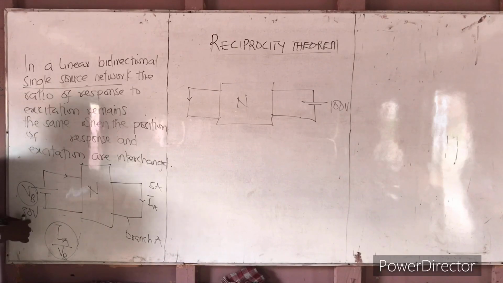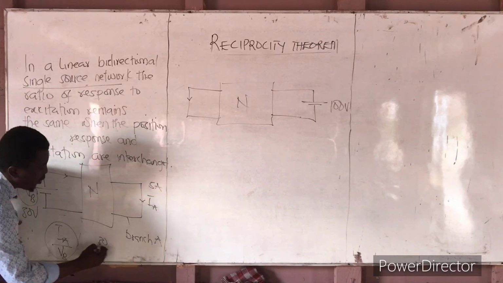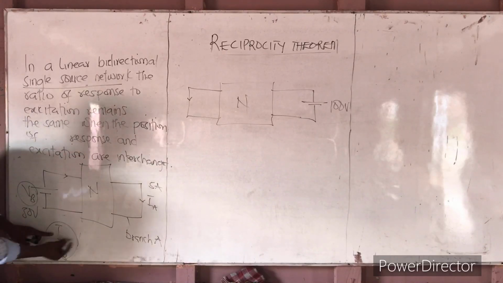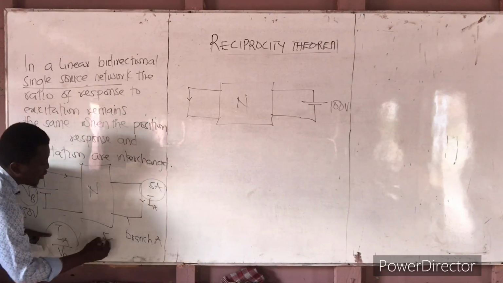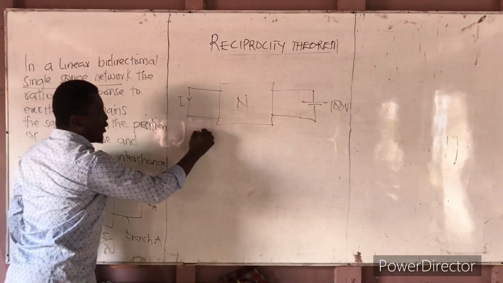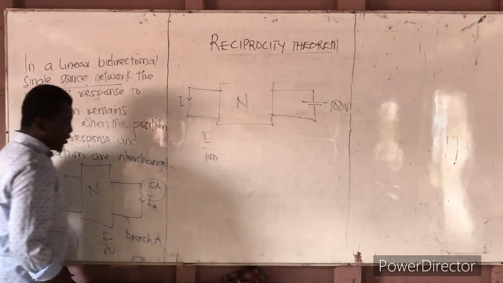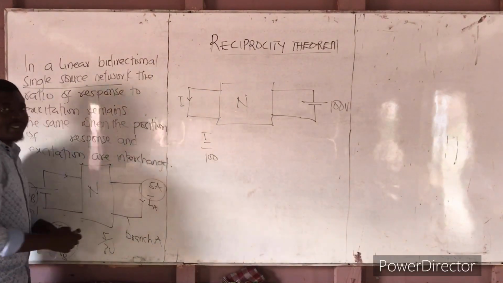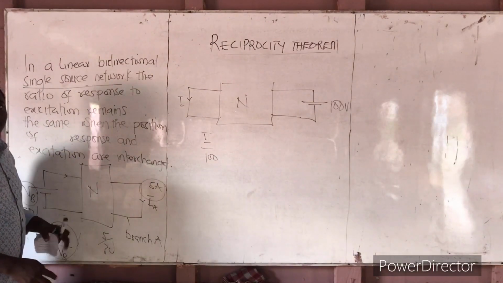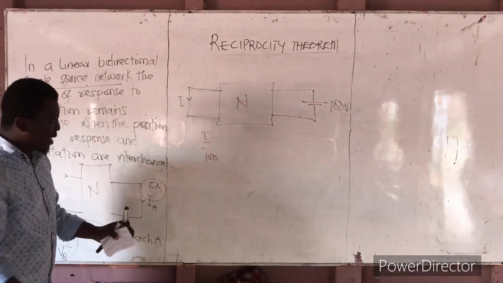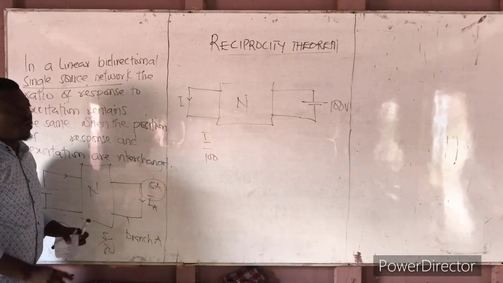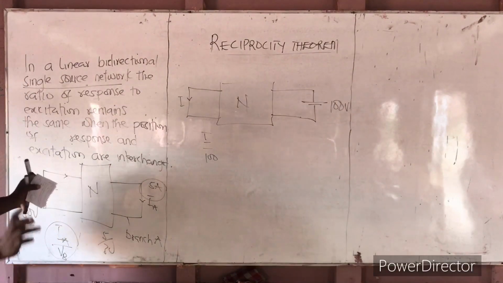So if you pick 5 over 30, and you come here and you want to find I, I will be over 100. And these two terms must be the same, provided the network we are talking about is the same. So if the network is the same, then you can equate them and simply get I. So that is what reciprocity theorem is talking about.